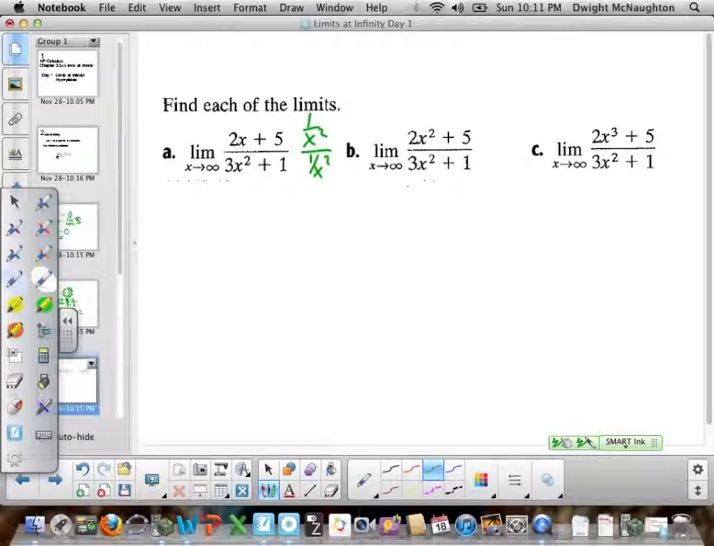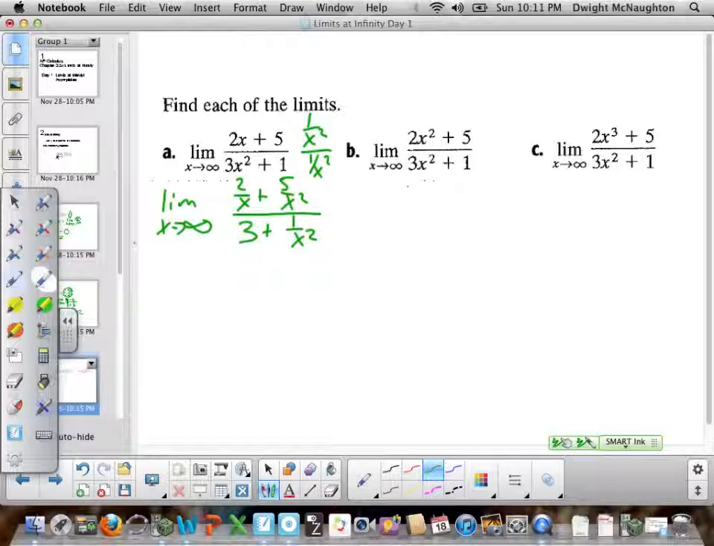We must do that to top and bottom so that essentially we don't change the problem. For a, we will distribute. We will get 2x over x squared, which is 2 over x, plus 5 over x squared, 3x squared over x squared, which is 3, plus 1 over x squared.